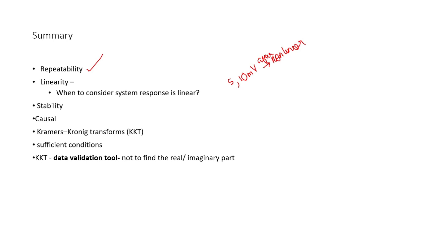So how do we check if our system response is linear or not? You apply the KKT. Okay, yeah, that is okay, but that we do after the experiment. When doing the experiment, how can we check if the system is linear or not?